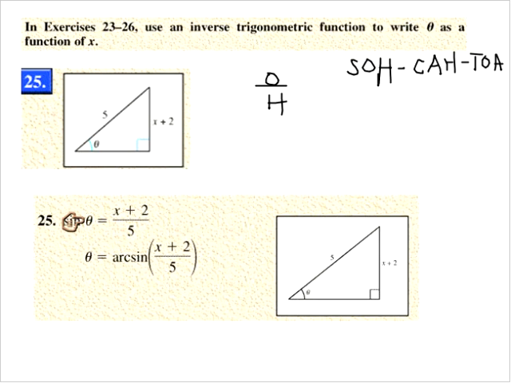We want to get just theta by itself, so we need to take sine inverse. So whether you denote it with sine to the negative 1 power or arc sine, they're interchangeable. It's up to you. But we should have arc sine of x plus 2 over 5. And that will equal theta.